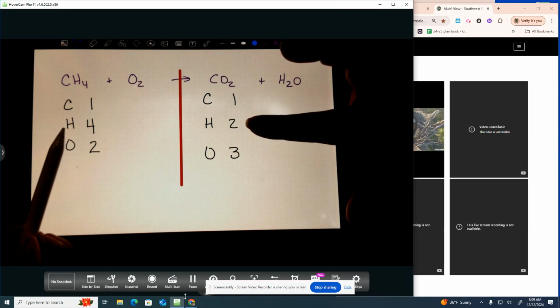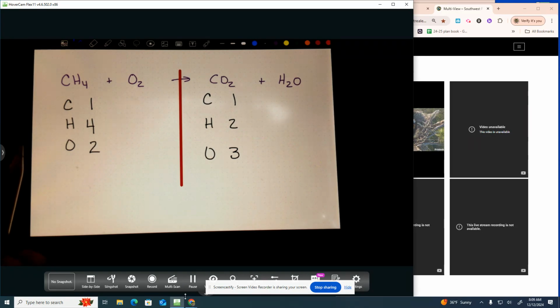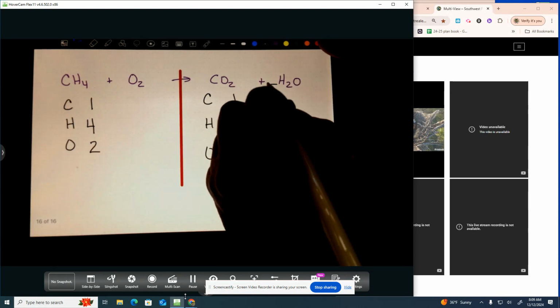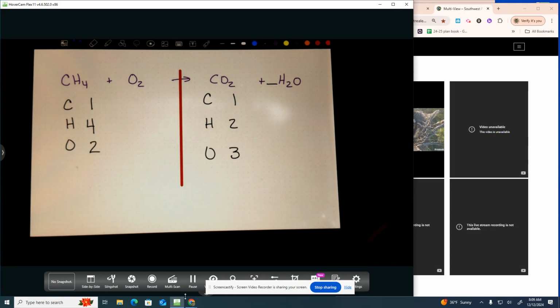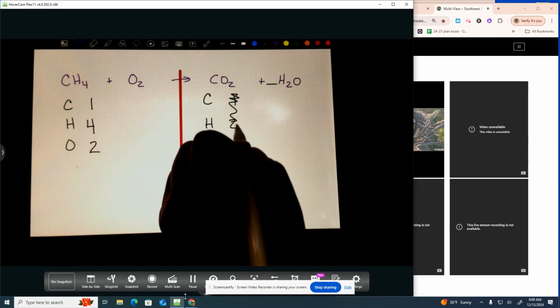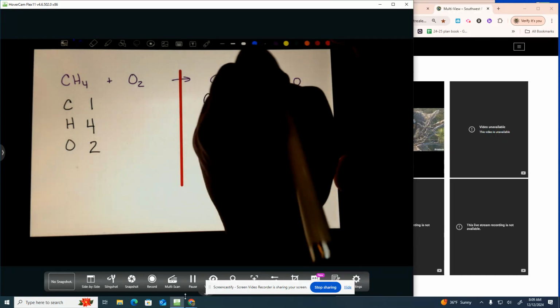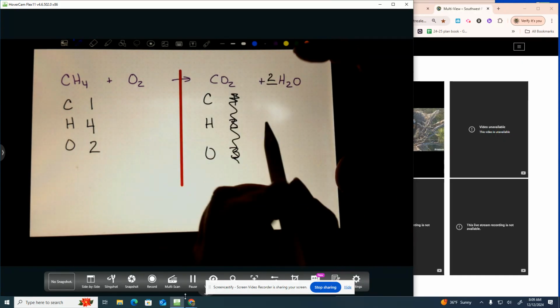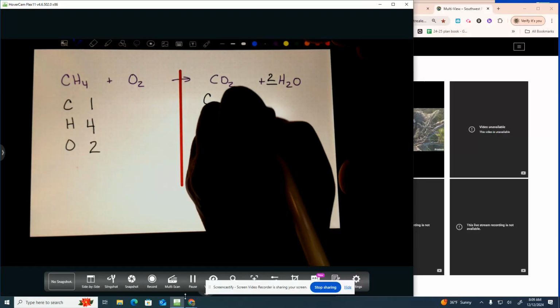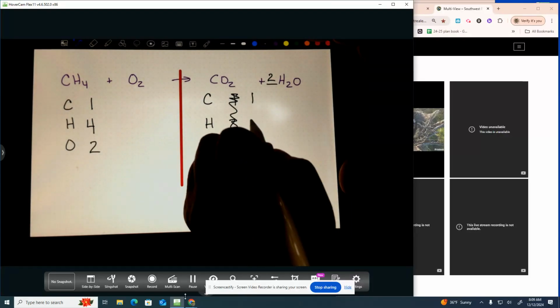Where do I put my next number? In front of the product, which has the H in it, which is going to be the water. Okay, so my next number is going to go right here. What number am I going to put there that is going to give me 4 H's? 2. Okay, now count. 1 C, 4 H's.